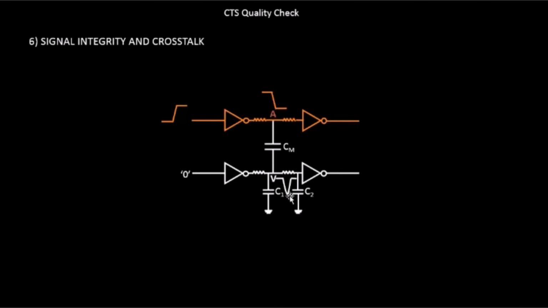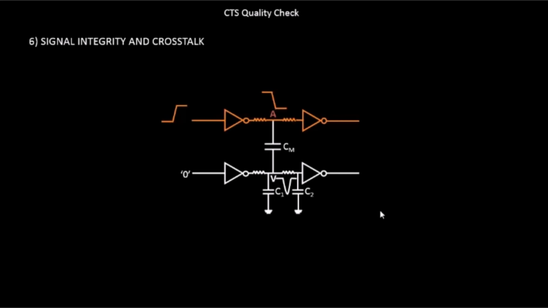We'll be looking into all these crosstalk problems in the crosstalk section. For now, we are looking into this dip, and what can go wrong because of this dip. Let's say this particular dip passes through this inverter, and you get a dip going from logic 0 to logic 1.